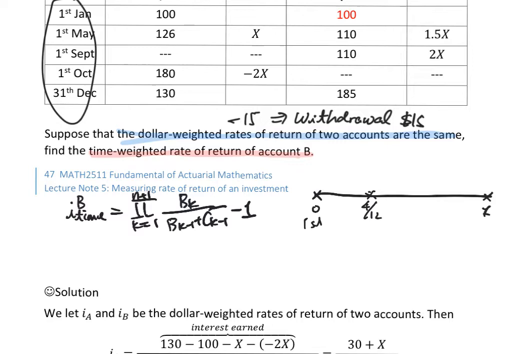Okay, so remember the 1st of January is time 0, and then the 1st of May will be after 4 months. And then at that time you have a kind of deposit 1.5x. Okay, and then on the 1st of September, which is at time 8/12, you have another deposit 2x. And then the game is over.